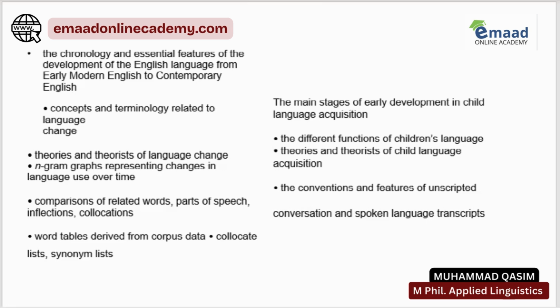So it changes. So you need to learn the chronology and essential features of the development of the English language from early modern English to contemporary English. So early modern English, that is from the 16th century or Shakespearean age or Elizabethan age, and till the contemporary English, you need to learn the chronological development and essential features of the change. So you need to learn the graphology, orthography, phonology, morphology, syntax, lexis, semantics, pragmatics, and grammar. And then the concepts and terminologies that are related to language change.